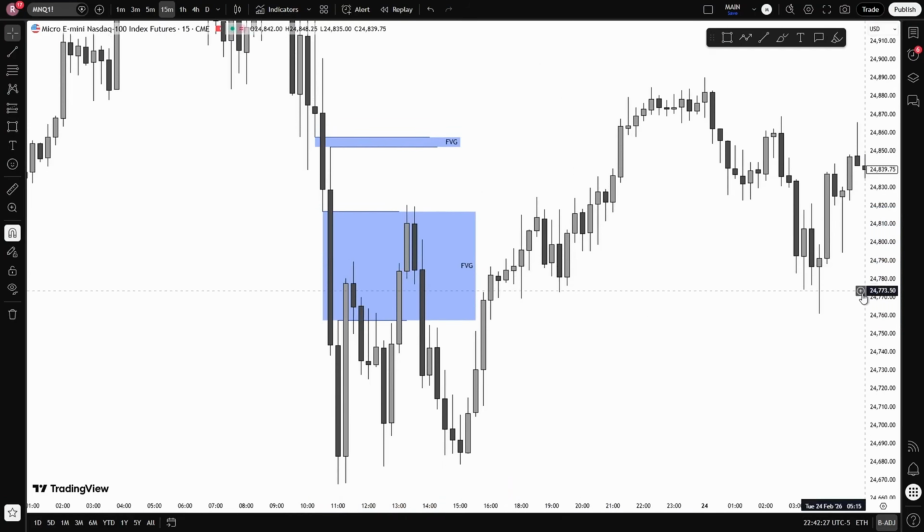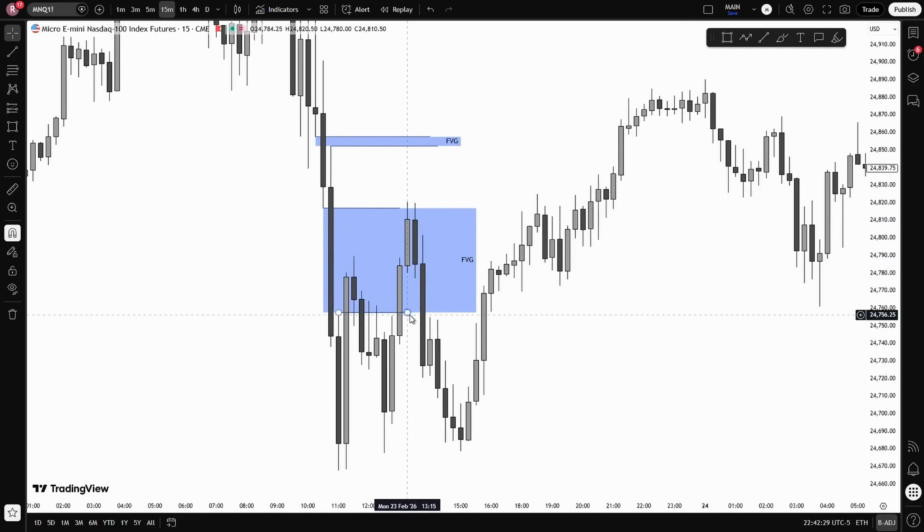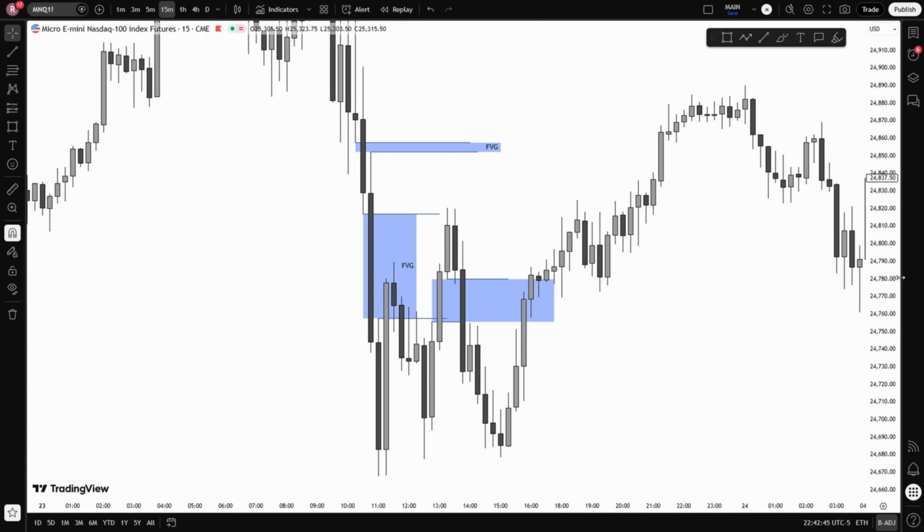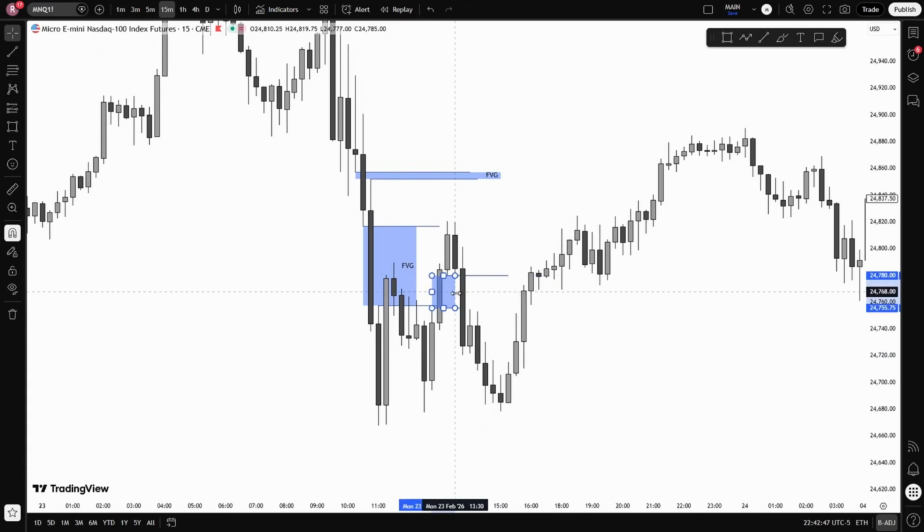Now price makes an aggressive move in the opposite direction. And if we focus on this next 3-candle sequence, 1, 2, 3, you can see that the high of the first candle does not overlap with the low of the third candle. That creates a bearish fair value gap. So whether bullish or bearish, the logic is the same. If the first and third candles do not overlap, that imbalance between them is your fair value gap.